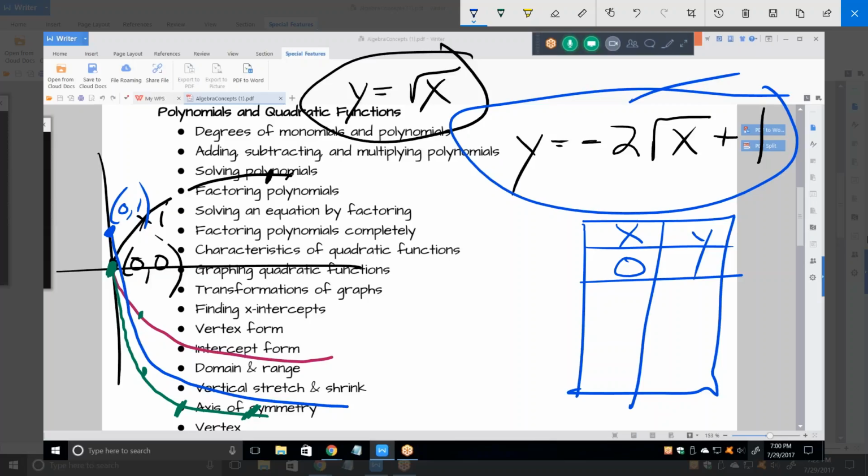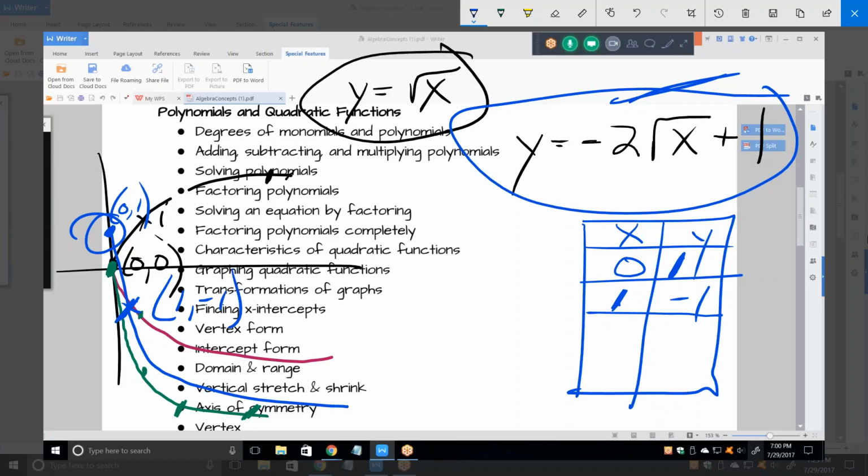In other words, if I gave you this function and you did not know anything about transformations, you could still graph it by just making an x and y table. So if I plug in x of 0 there, what's y? 1. That's why that point is on the graph. If I plug in an x value of 1, what is y? -1? Good. That's why that point is on the graph. 1, -1.